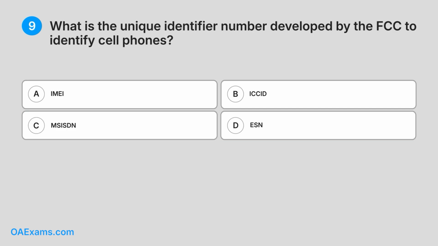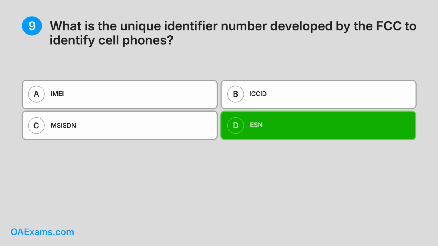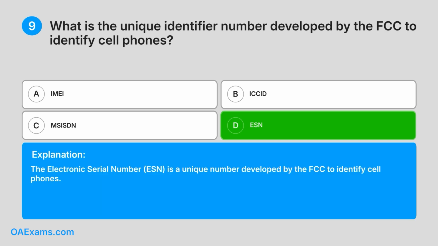9. What is the unique identifier number developed by the FCC to identify cell phones? A. IMEI. B. ICCID. C. MSISDN. D. ESN. Can you guess the answer? Correct answer: D. ESN. Explanation: The electronic serial number, ESN, is a unique number developed by the FCC to identify cell phones.